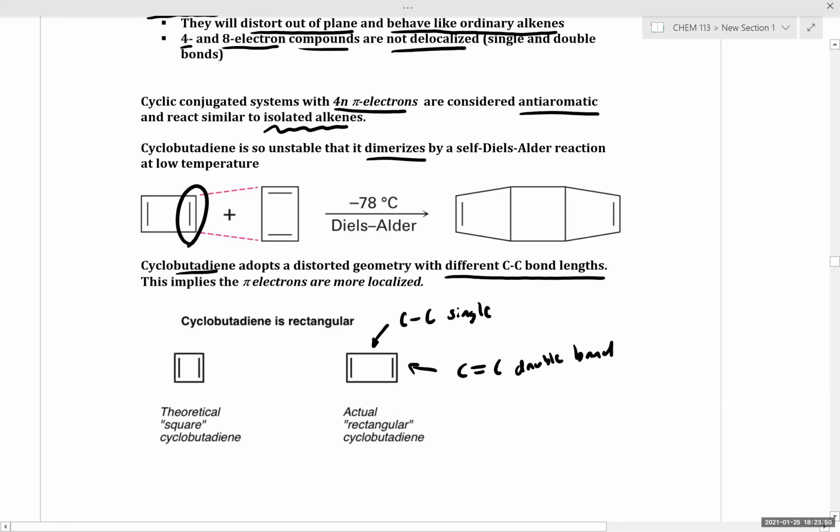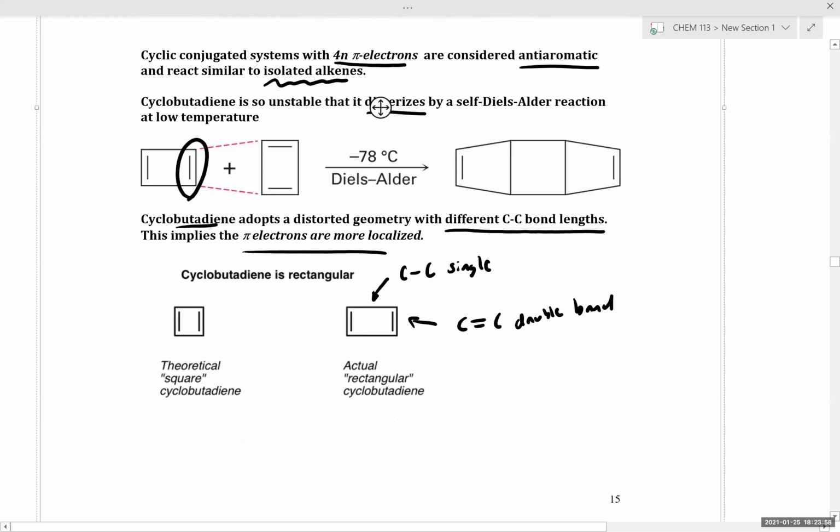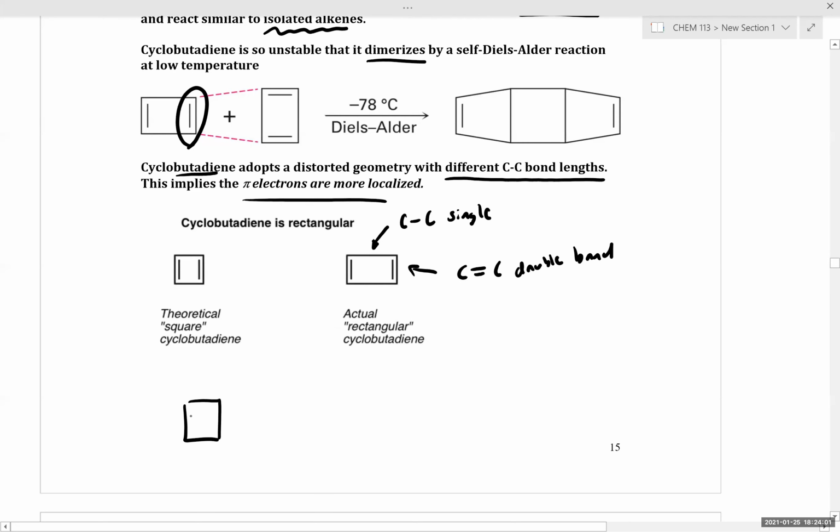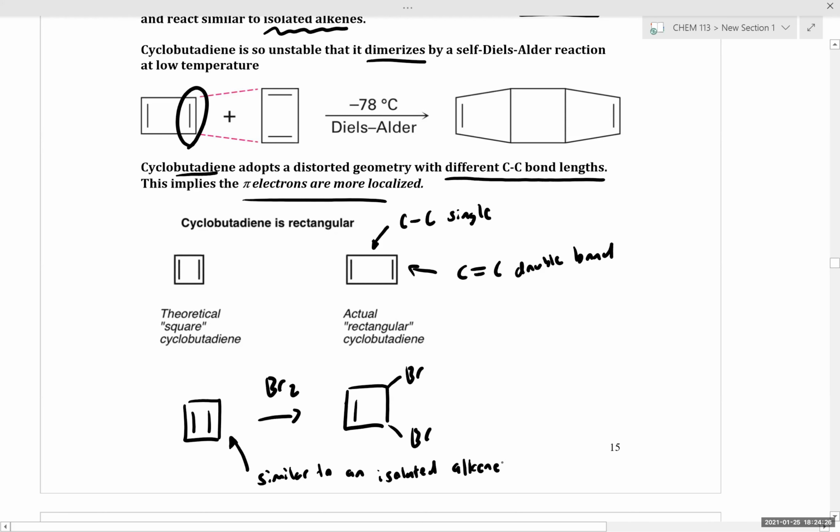This distorted structure tells us something really interesting. It implies that our pi electrons are more localized than we would expect. So for example, if we took our cyclobutadiene and we treated it with bromine, rather than engaging in substitution, it would likely engage in addition. So this double bond in an anti-aromatic system is very similar to an isolated alkene. Does this idea make sense to everyone?